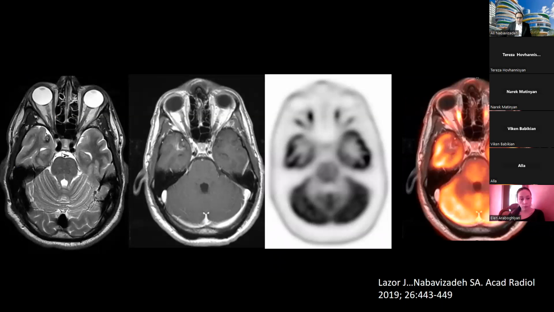This is a patient with a cavernoma and a DVA in the right temporal lobe. And you can see on FDG PET that there is hypometabolism in the right anterior temporal region compared to the left side, corresponding to the territory of the DVA.